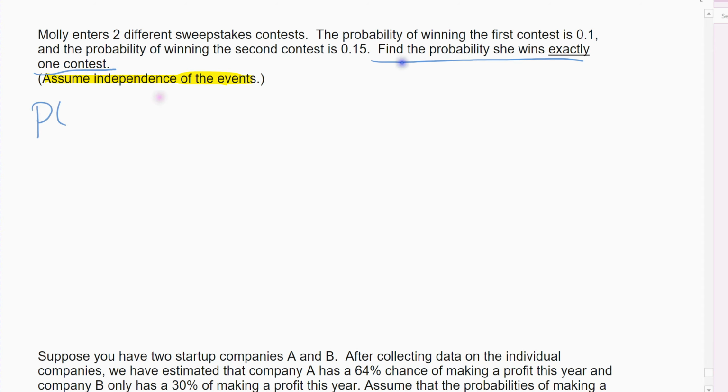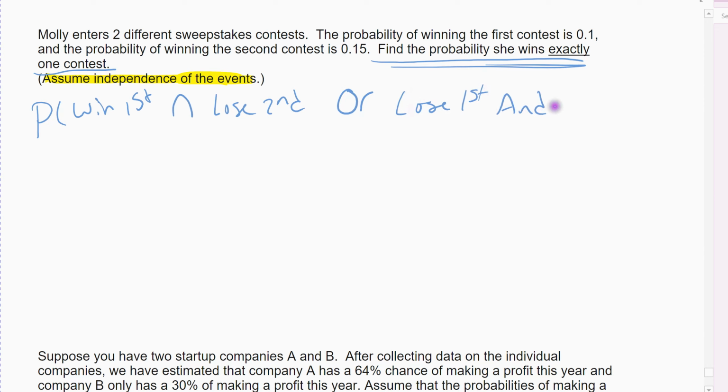All right, so setting this up, she wins exactly 1, so she could win the first and lose the second, or lose the first and win the second. Alright, and so when we use the word and, you multiply, and we can multiply because they're independent events. We use the word or, these are 2 separate events, we add, right? I have one of those outcomes or the other.